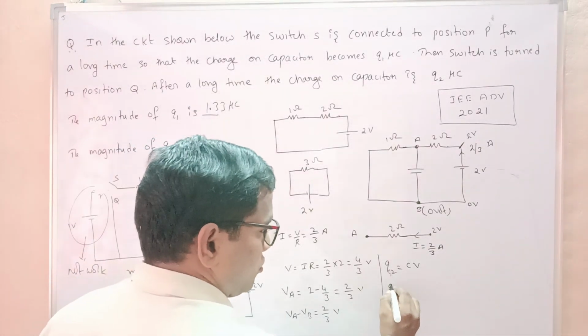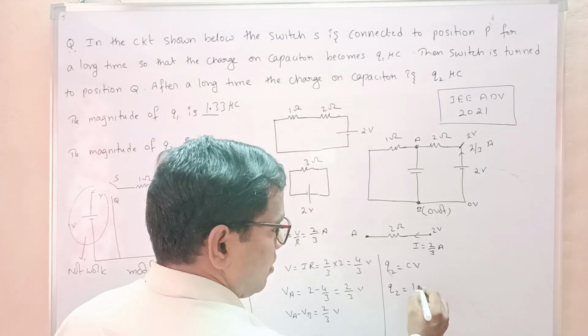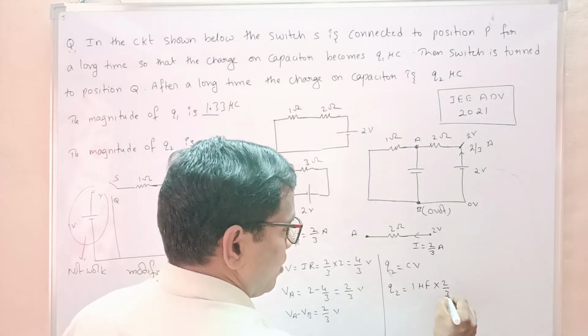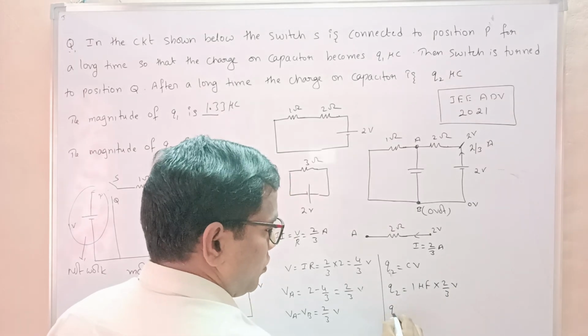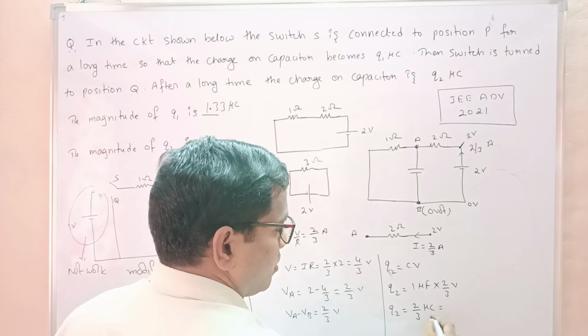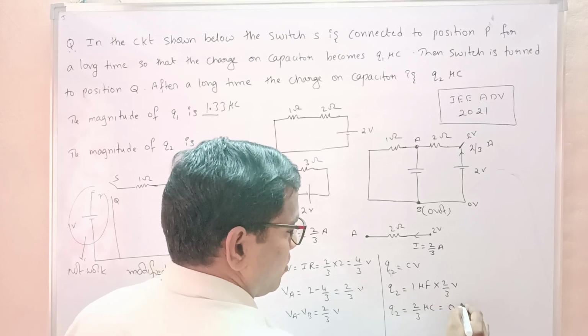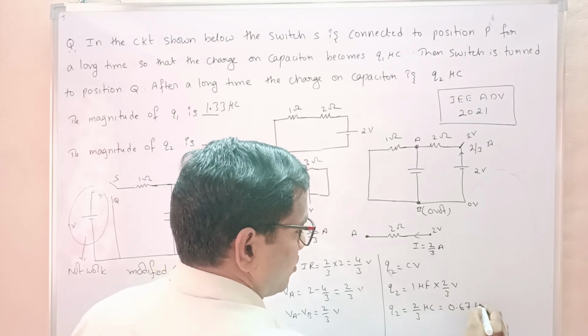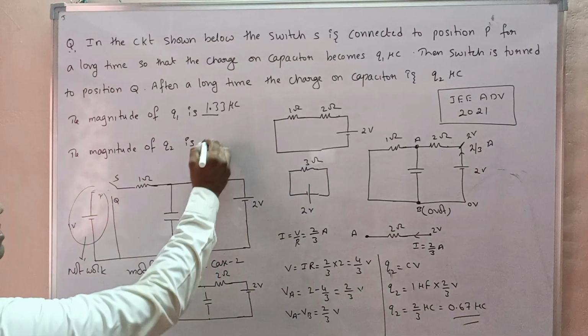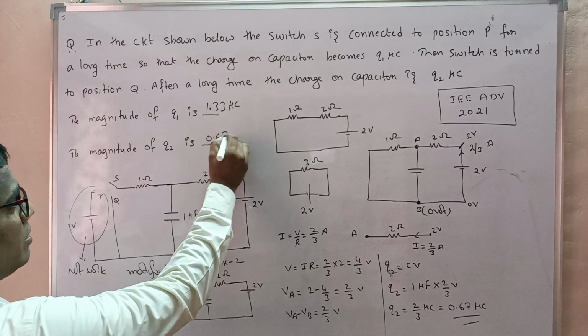So Q2 is equal to C is 1 microfarad and V is how much? 2 by 3 volt. So Q2 can be written as 2 by 3 microcoulombs. 2 by 3 means 0.67 microcoulombs, which is the answer. So here Q2 is 0.67 mu C.